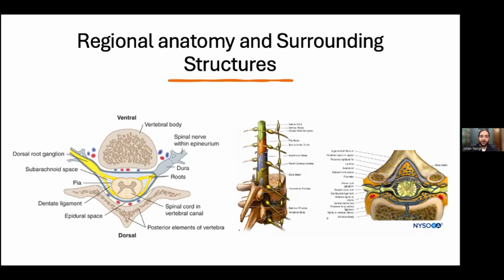This space enlarges inferior to the conus medullaris, forming the lumbar cistern, a clinically important site for lumbar puncture, where CSF sampling can safely occur due to the absence of cord tissue. The pia mater, the innermost meningeal layer, adheres intimately to the surface of the spinal cord and sends out lateral tooth-like extensions called dentate ligaments. These ligaments anchor the cord to the dura mater at regular intervals, maintaining central alignment within the vertebral canal and limiting lateral displacement.